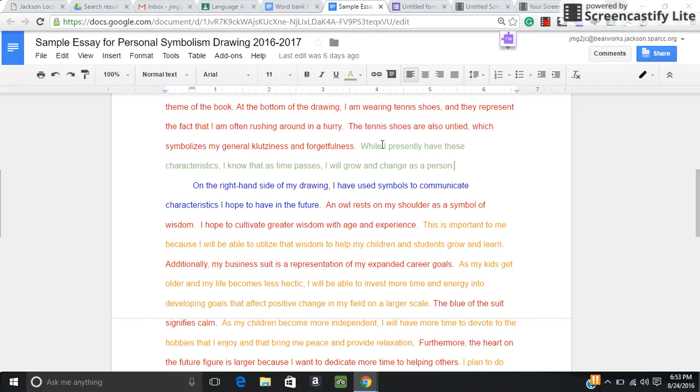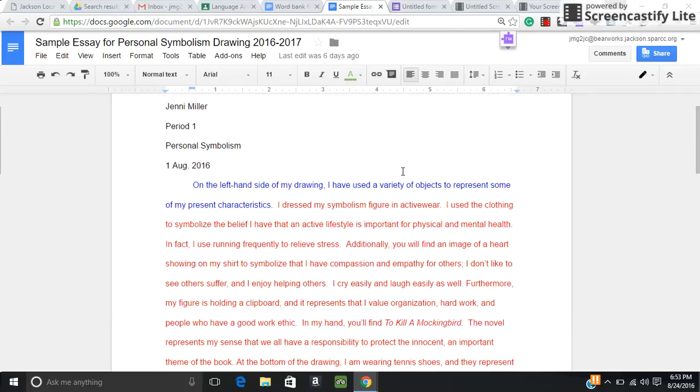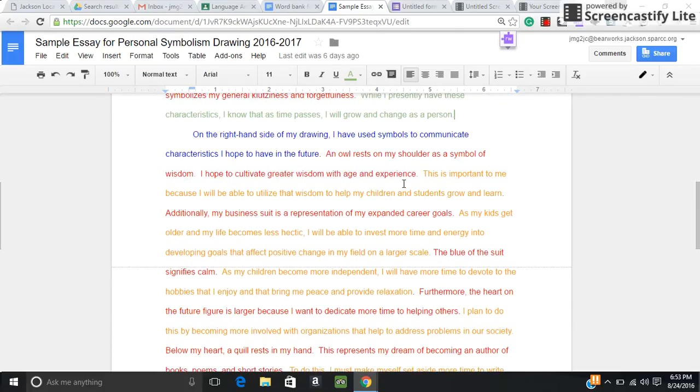While I presently have these characteristics, first paragraph, I know that as time passes, I will grow and change as a person. That leads to the topic of the second paragraph. And you can use very similar transition sentences. You can also use very similar topic sentences to those I have in the model. Let's read the second paragraph.